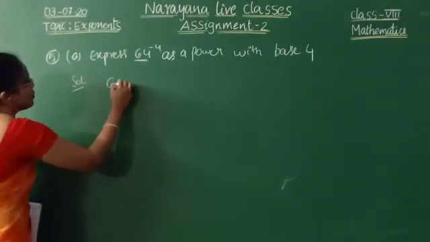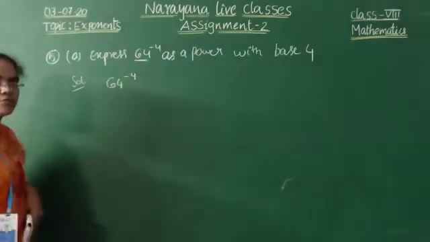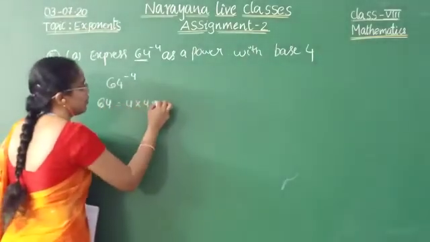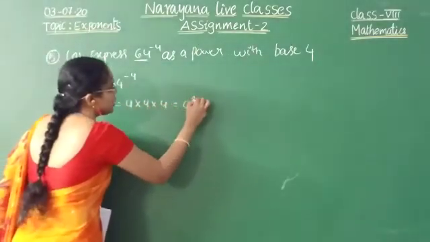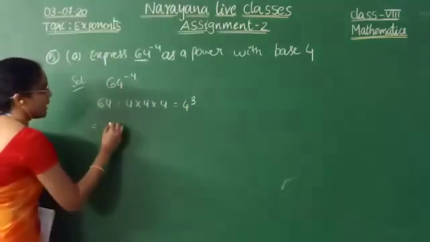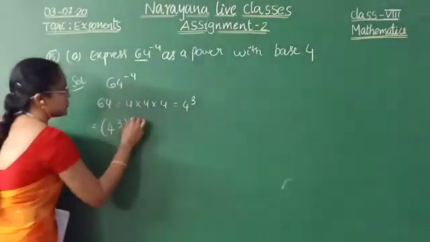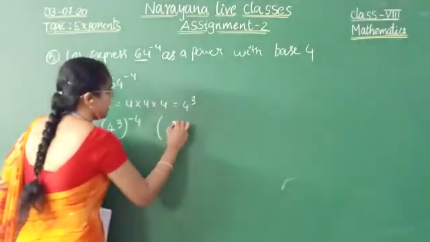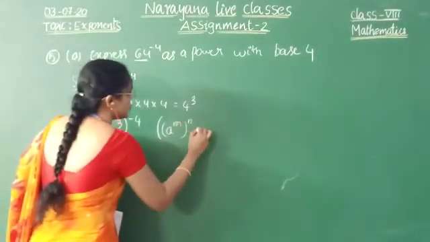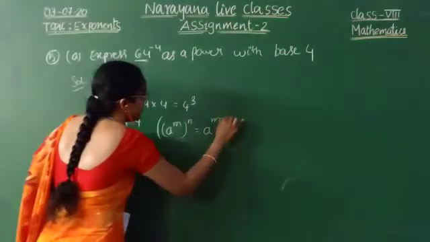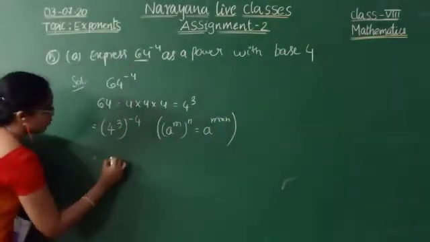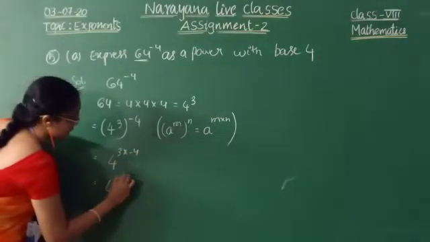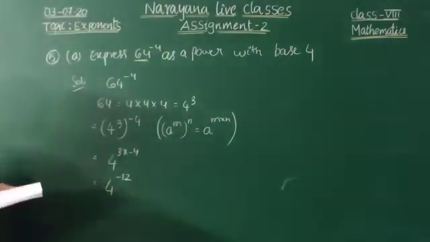So the solution: first, given 64 whole power minus 4. 64 can be written as 4 into 4 into 4, which is 4 cube. So in place of 64 we write 4 cube whole power minus 4. We have the formula (A power m) whole power n, which is A power m into n. So the form is 4 power 3 into minus 4, which is 4 power minus 12.